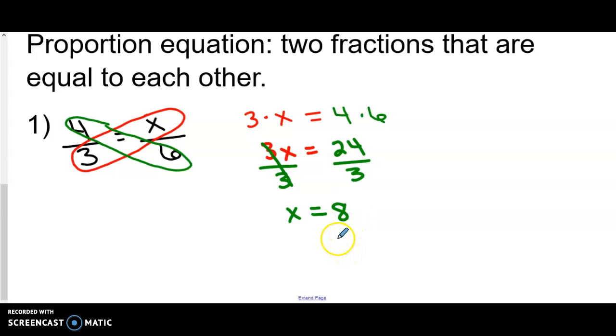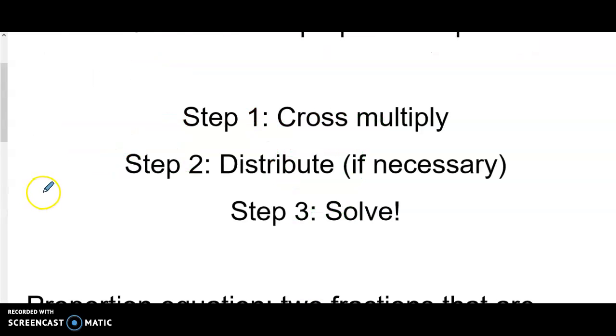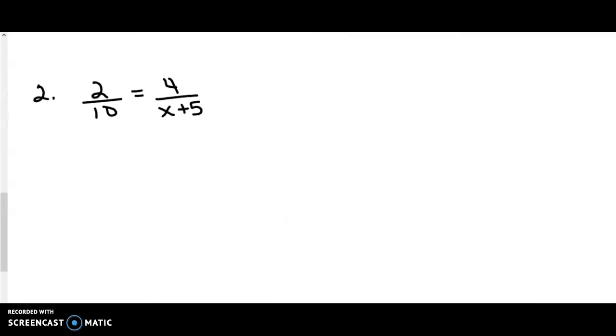So x equals 8. All right, let's talk about step 2, distribute, because we did not have to distribute on the first example. So let's talk a little bit more about that. All right, so let's look at number 2. We have 2 divided by 10 equals 4 divided by x plus 5. Okay, so I have one fraction that's equal to another fraction.